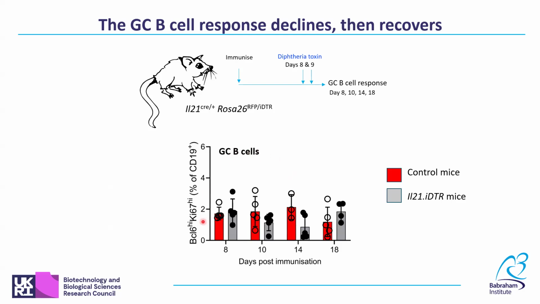And I'm just showing here the number or proportion of germinal center B cells. So in red, we've got our control animals, and in gray, we've got our diphtheria toxin receptor expressing animals. So these are the ones where the TFH cells will be depleted. If we look at day 8, prior to diphtheria toxin administration, then there's no difference. We see the drop at day 10 that we'd seen previously, a further drop at day 14, but surprisingly, by day 18, the numbers were back to normal.